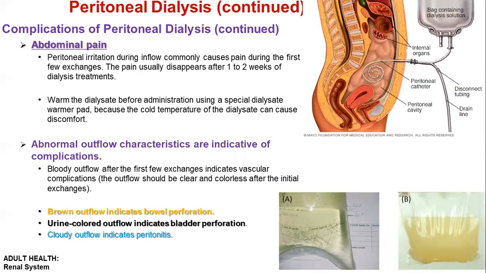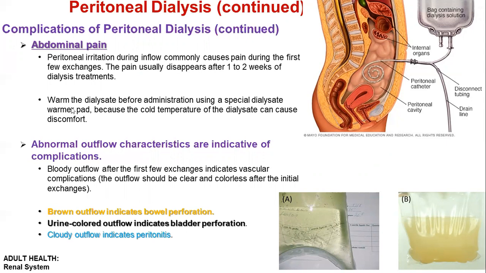What are the other complications? Other complication, abdominal pain. In this picture, showing the peritoneal dialysis. This is the catheter. Peritoneal irritation during the inflow commonly causes pain during the first few exchanges, and the pain usually disappears after 1 or 2 weeks of dialysate treatment.